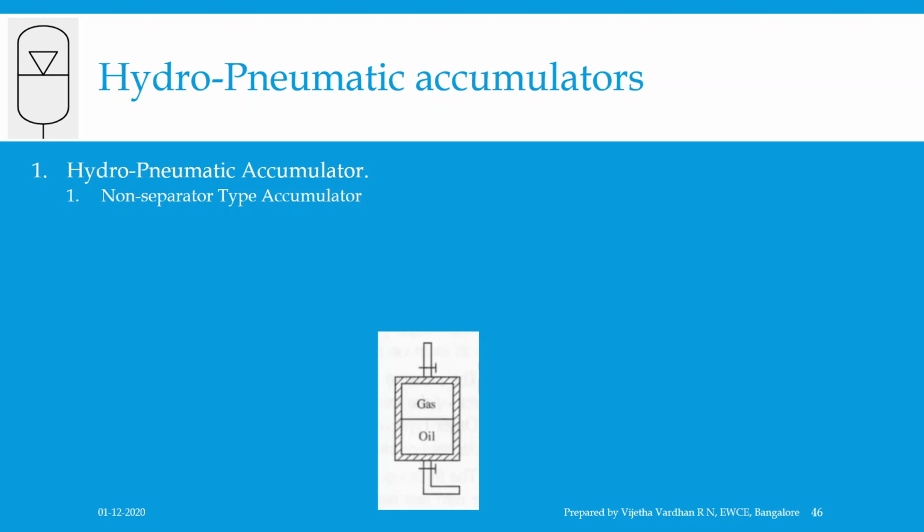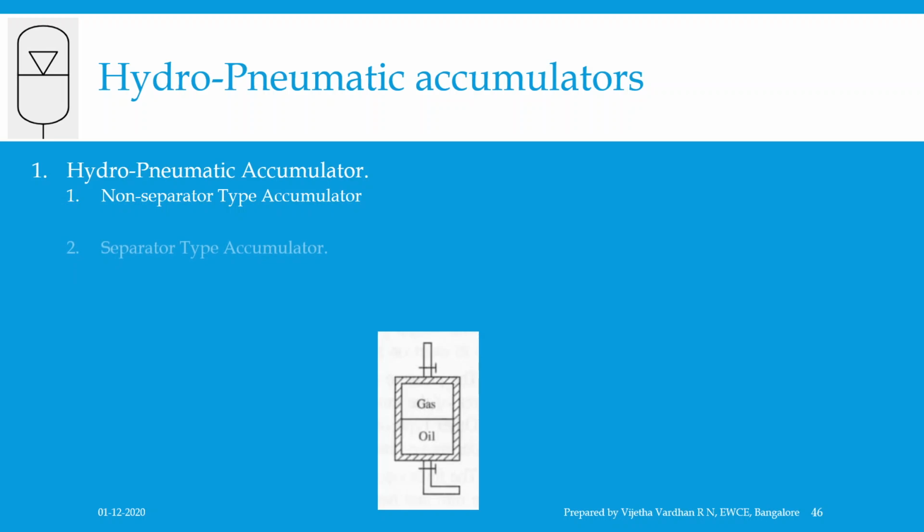You can see the figure. In this type of accumulator, there exists a direct physical contact between the gas and the oil. This type of accumulator is rarely used because of the formation of foam at the junction of oil and gas. The non-separator type of accumulators are used in die casting machines and other similar applications. And these accumulators are always placed vertically.